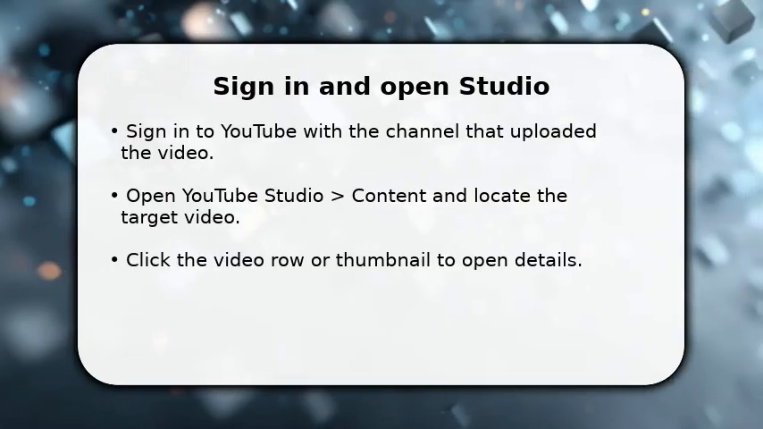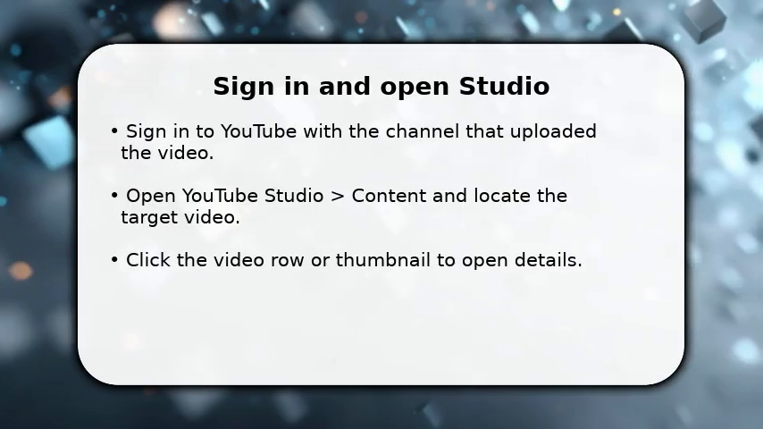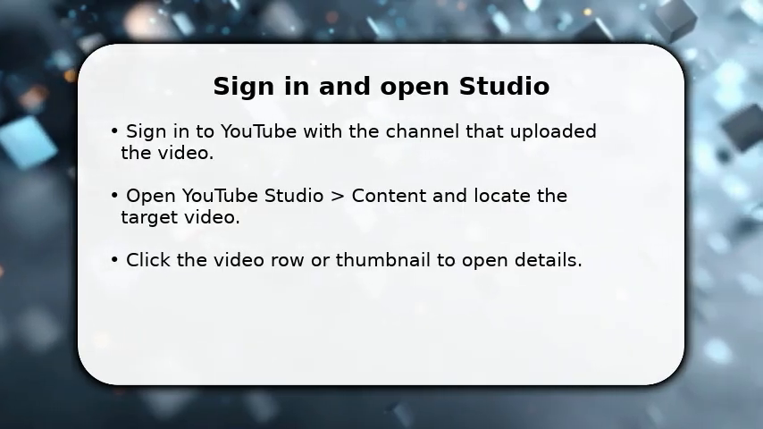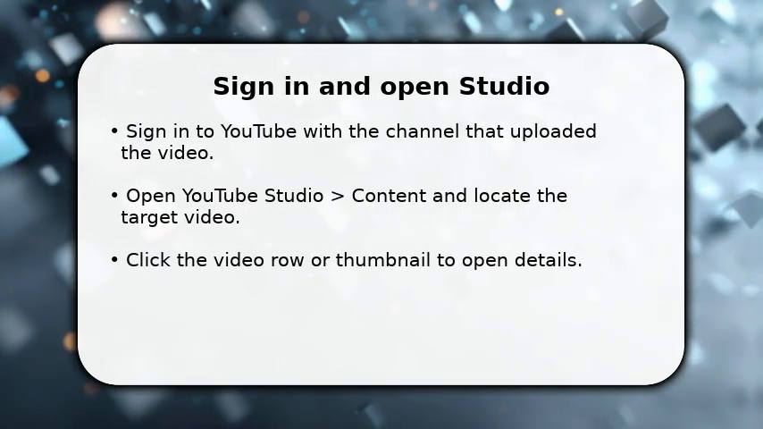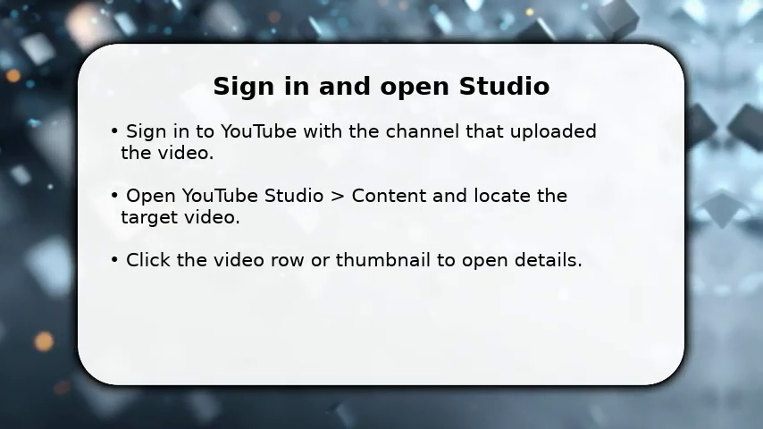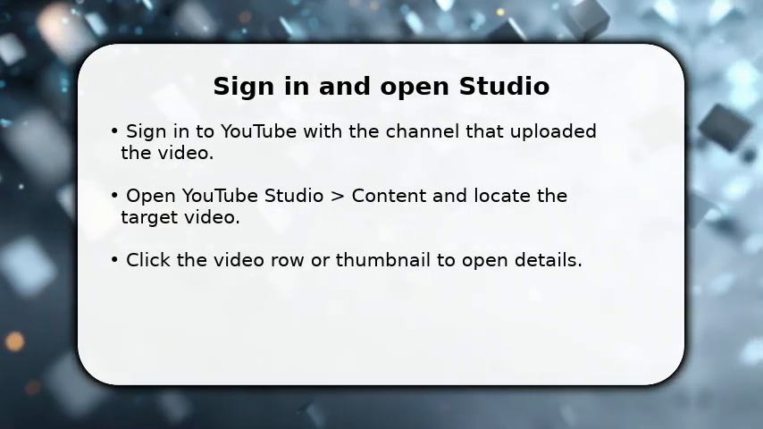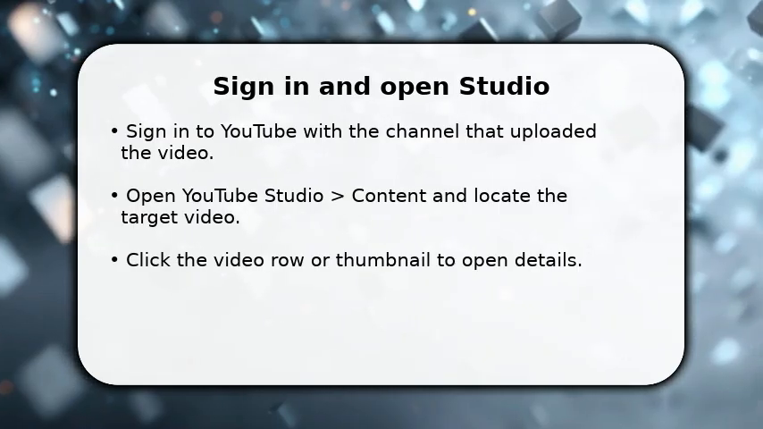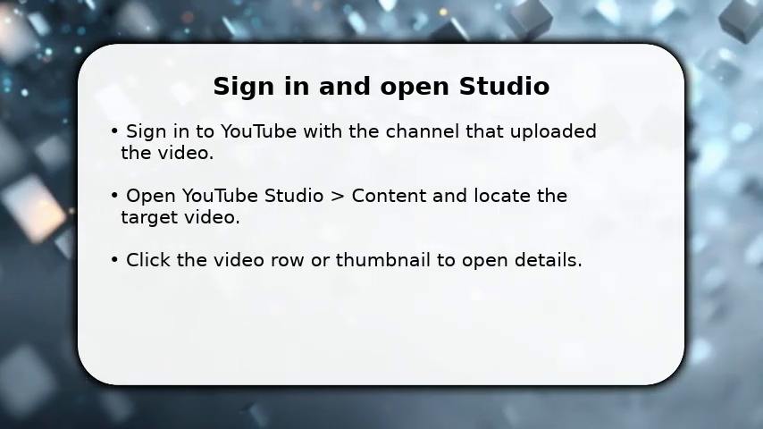You're signed in, now go straight to YouTube Studio and open content so you can act. Once there, find the exact video you want to change and click its row or thumbnail to open the details view. Make sure you have owner or editor access, otherwise you can't edit subtitles.